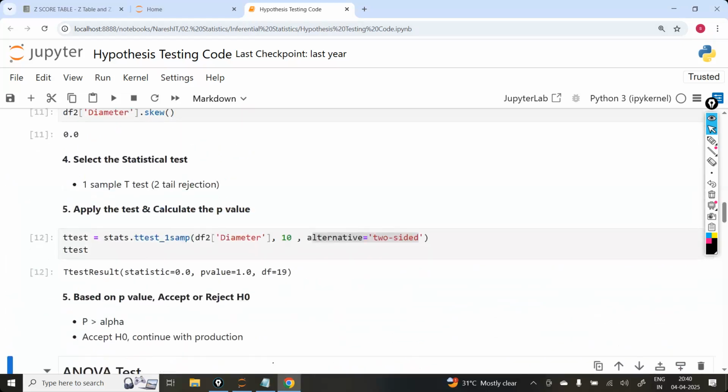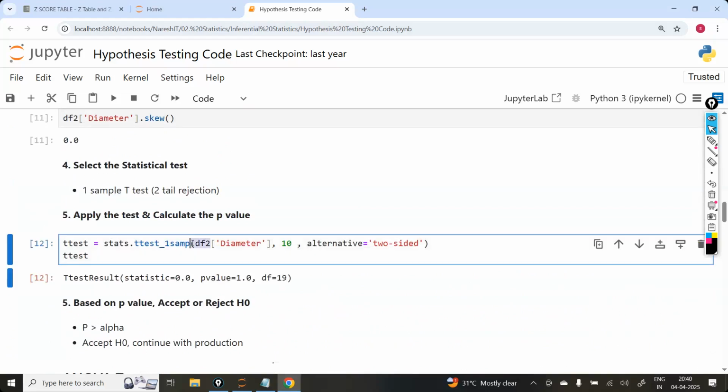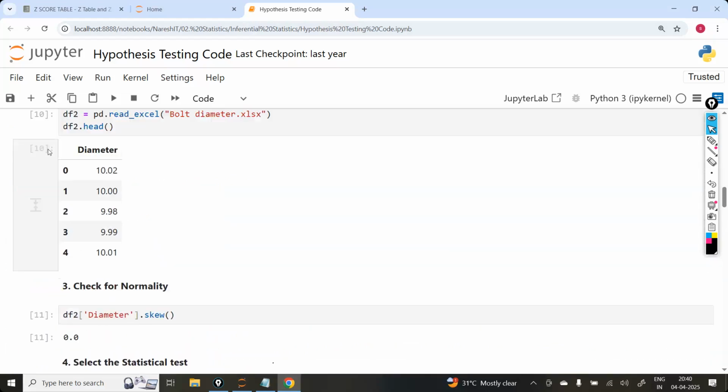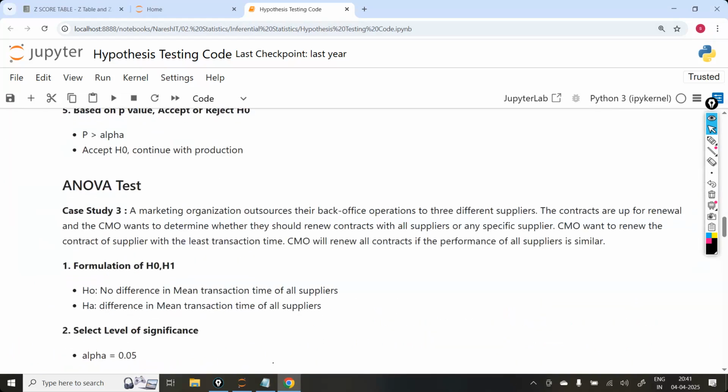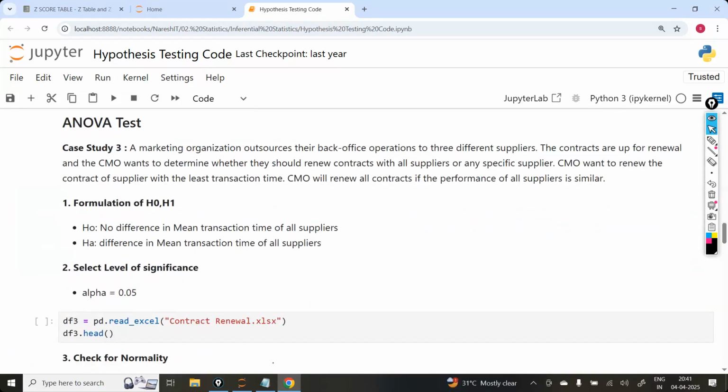Next. Here df of 2 means I have stored it in df of 2. The variable name is df of 2, the column name is diameter. From the data frame and column, those column values will be extracted. Okay. Now come to the third one, the ANOVA test. So the one sample z test Python code is completed, the one sample t test Python code is completed. Now let us move on to the ANOVA test.